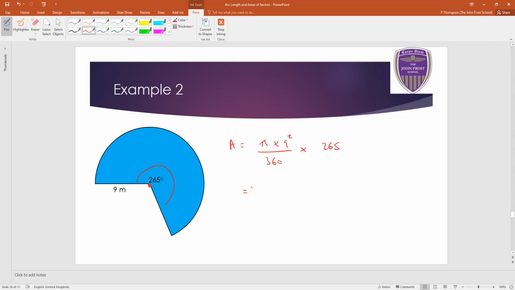That's easy. So I'll do pi times 9 squared divided by 360 times 265, and then I get a much bigger area, obviously. 187.32. This time it's going to be in meters squared, and that's 2 dp. Okay, so this trick always works: 1 degree of area multiplied by the sector angle.